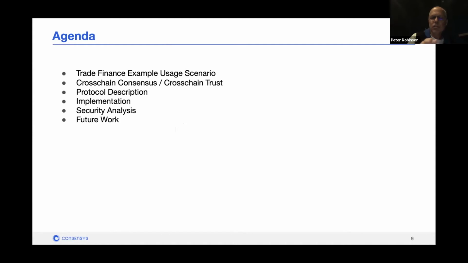So I'm going to introduce an example, and then I'm going to talk about CrossChain Consensus, the actual protocol itself, the implementation, security, and where things are going.